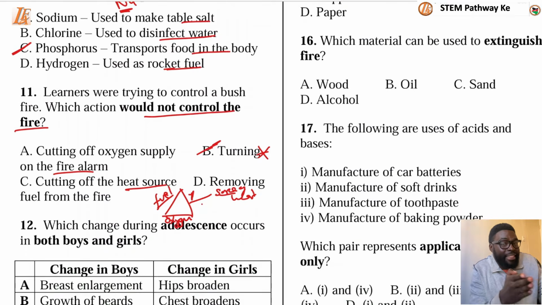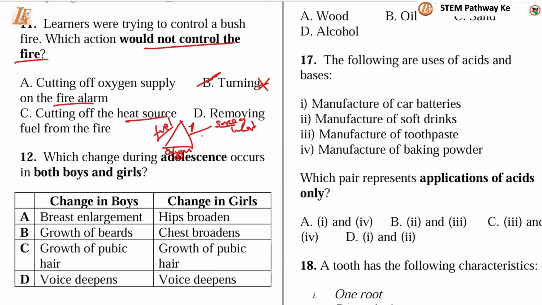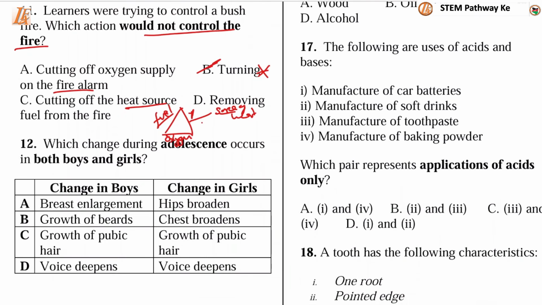Now let's go to another question. Which change during adolescence occurs in both boys and girls? In this case, the change that occurs both in boys and girls during adolescence is that both boys and girls grow pubic hair during adolescence, and the correct answer is C.